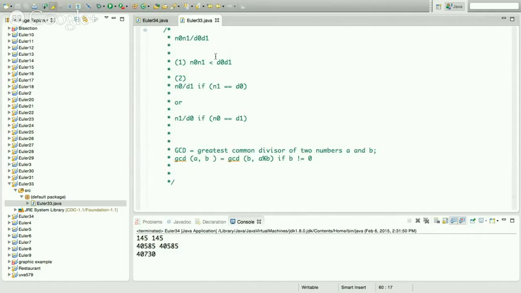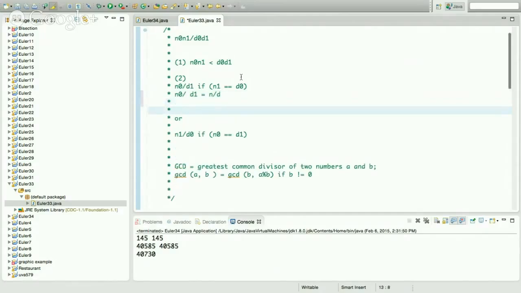simplify the fraction into a new fraction, which is n0 over d1 for the first case or n1 over d0 for the second case. And then we have to check if the new fraction is just the same as the first fraction or not. So in this case, you should check if n0 over d1 is the same as n over d or not. Right. So if they are the same, because we are looking at integer numbers here, we have to turn the fraction into a multiplication.